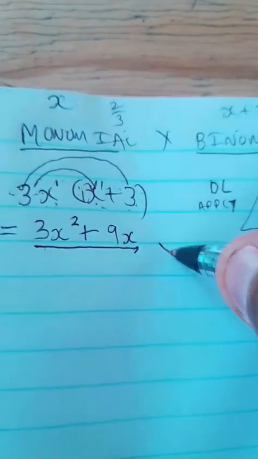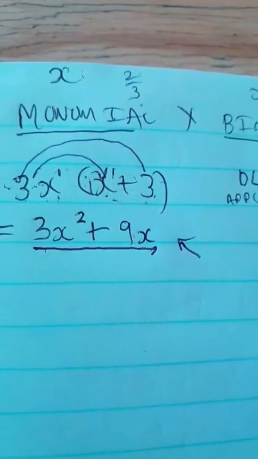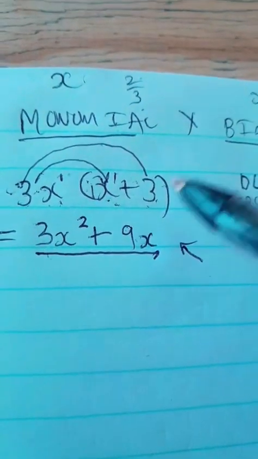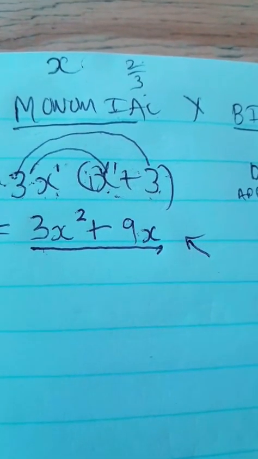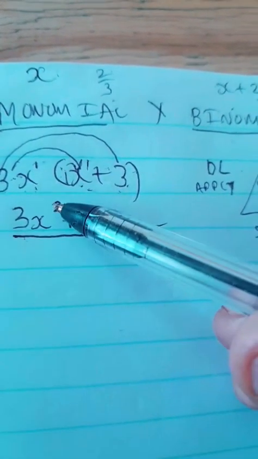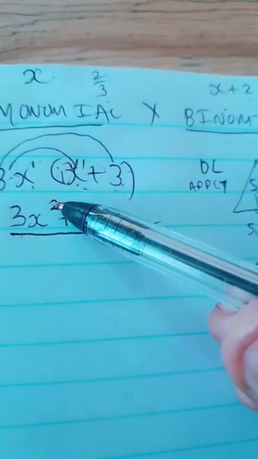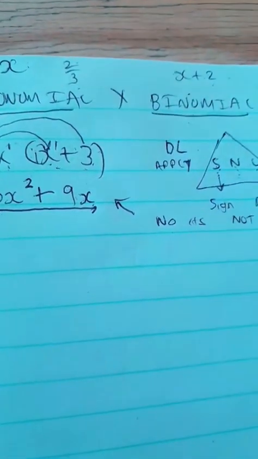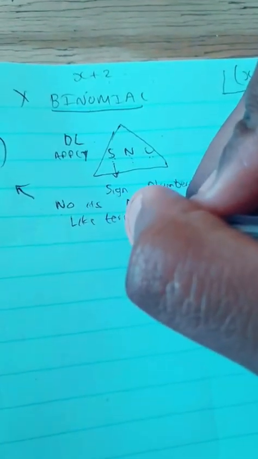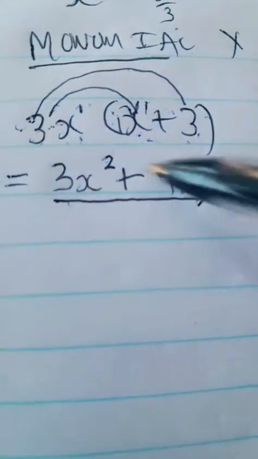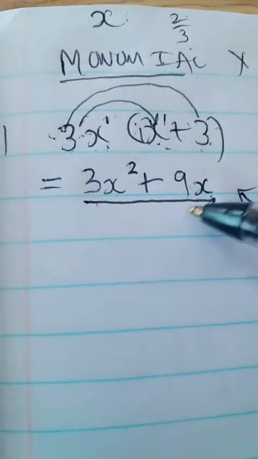You ask yourself, are these like terms? In other words, can you add these two terms together? Are they like terms? Remember, what are like terms? In grade 9, you learned that like terms are terms that have the same variable but also the same exponent. So 3x squared, is it a like term to 9x? No, it's not. And what do we know about unlike terms? So it's not like terms. So therefore, can we add those terms together? No, we can't. So we leave those terms as they are. So the final answer is 3x squared plus 9x.